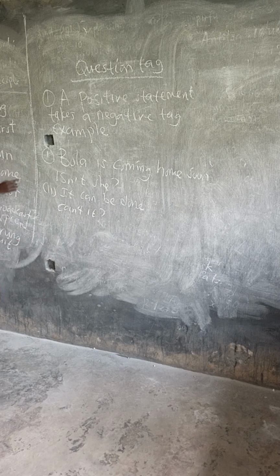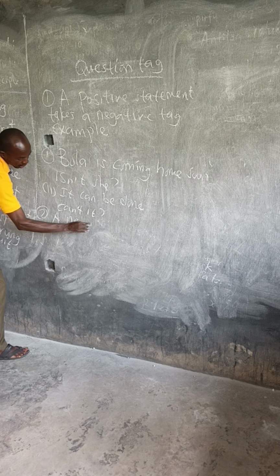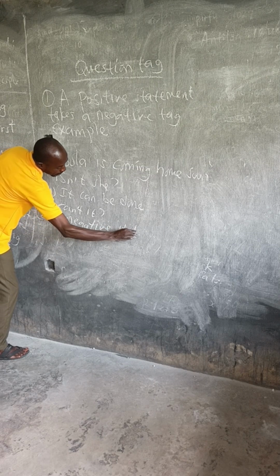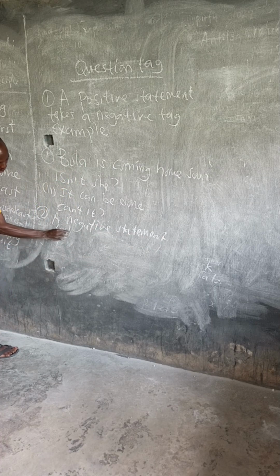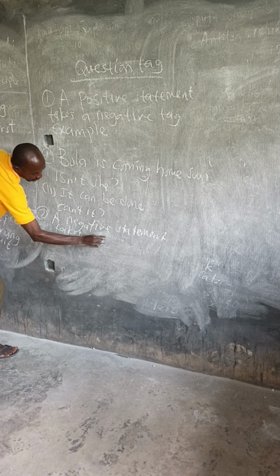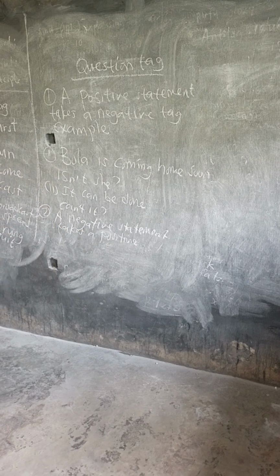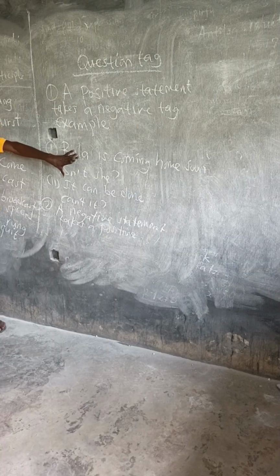So the second principle is what we call a negative statement, the opposite of this one. A negative statement takes a positive tag. So in this case, it's just the converse of this one.